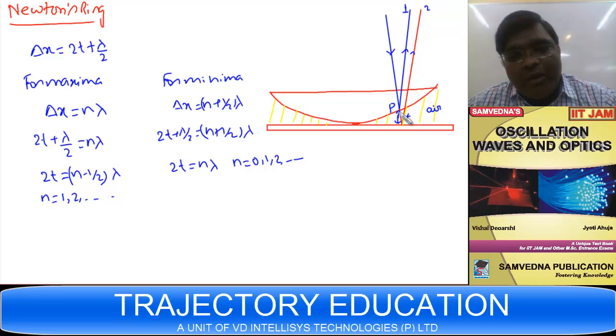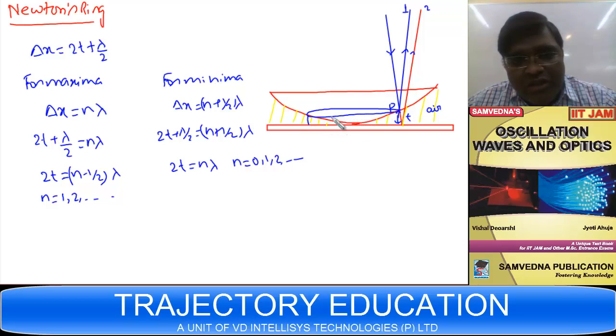Now if I ask you a very simple question: what is the locus of point P below which you have a film of thickness t? What is the locus of point P below which you have the thickness t? Thickness of the film is t. You can very well answer this.